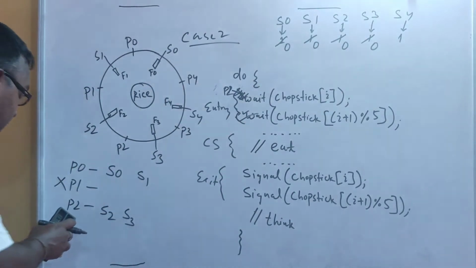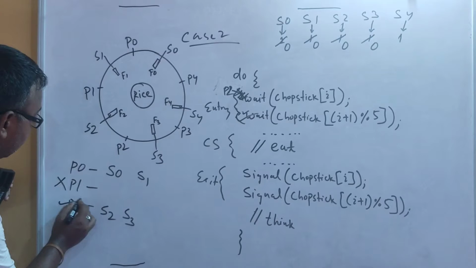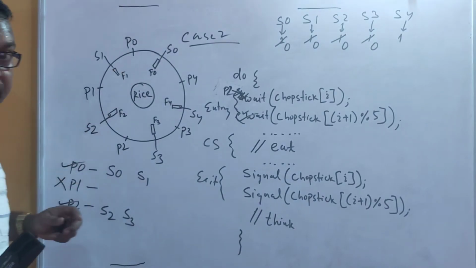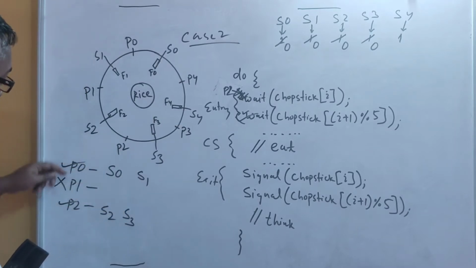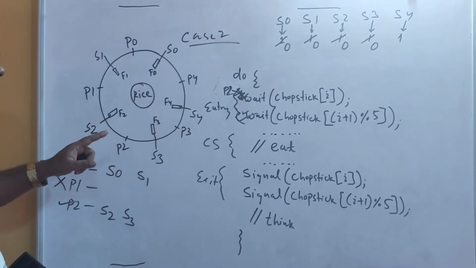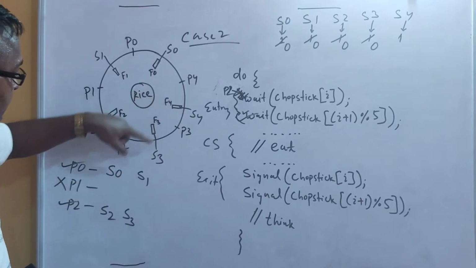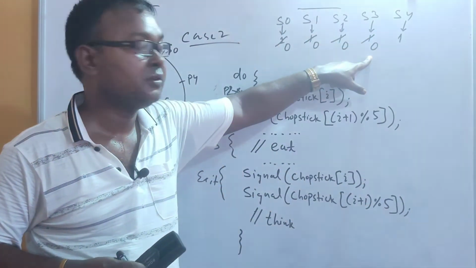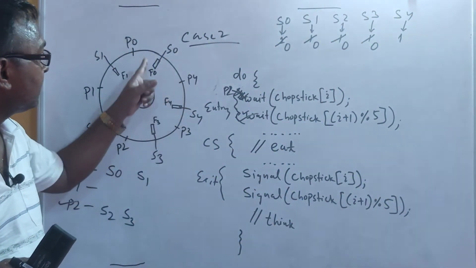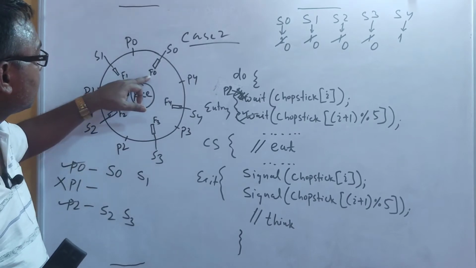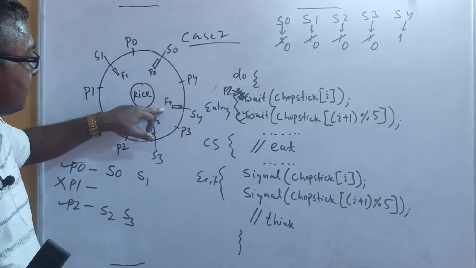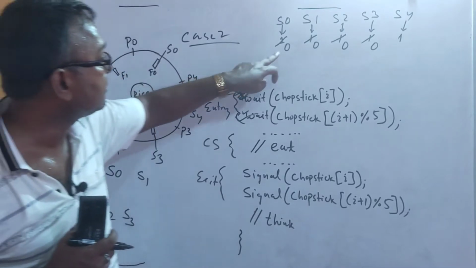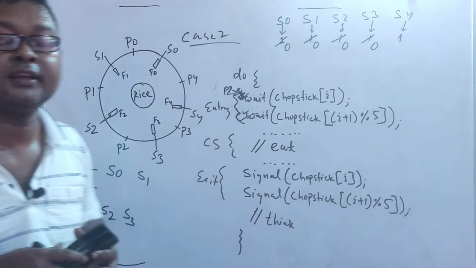Understanding? So P2 can enter and access the resource. So this is case number 2. Can any other process enter? If P3 wants to access, it requires S3 and S4. But S3 is already 0. The semaphore value is already 0, so P3 cannot enter. Can P4 enter? No. P4 also cannot enter because it requires F0 and F4, that means S0 and S4. S0 is already 0. So it also cannot enter.